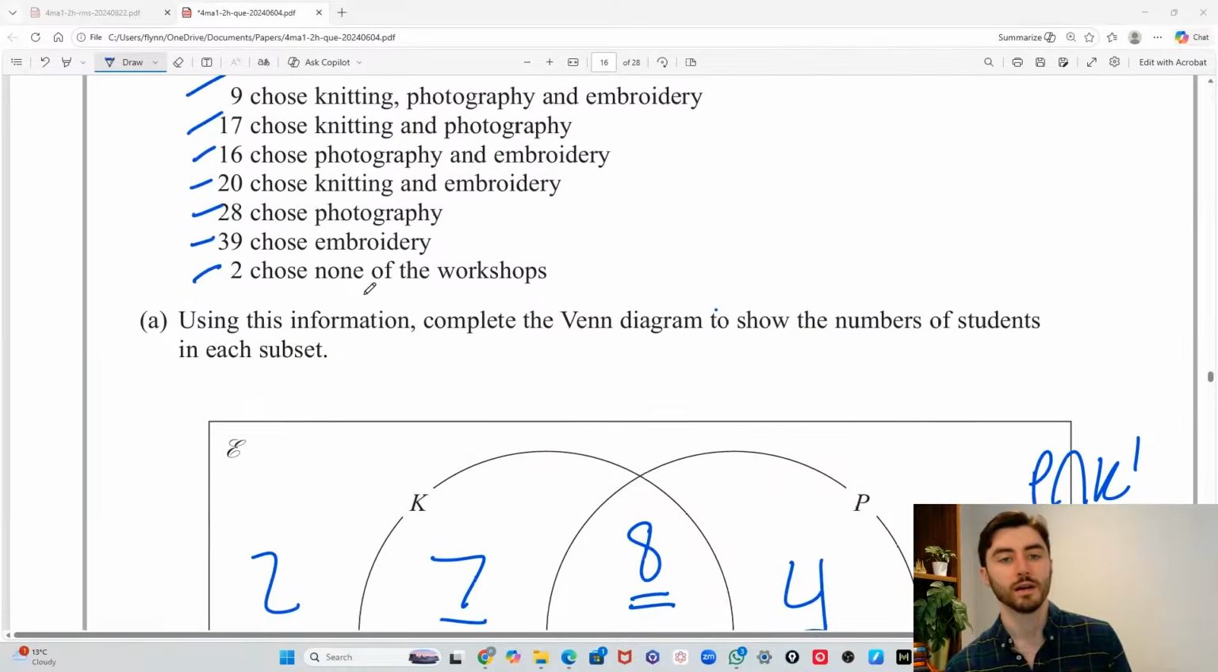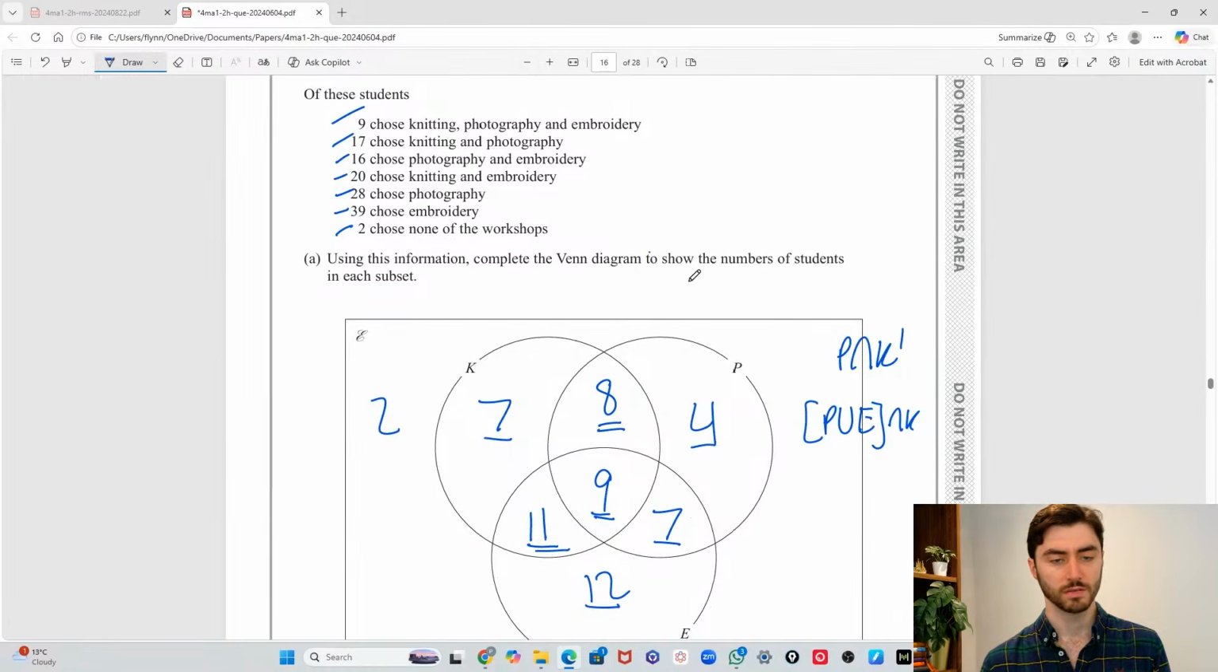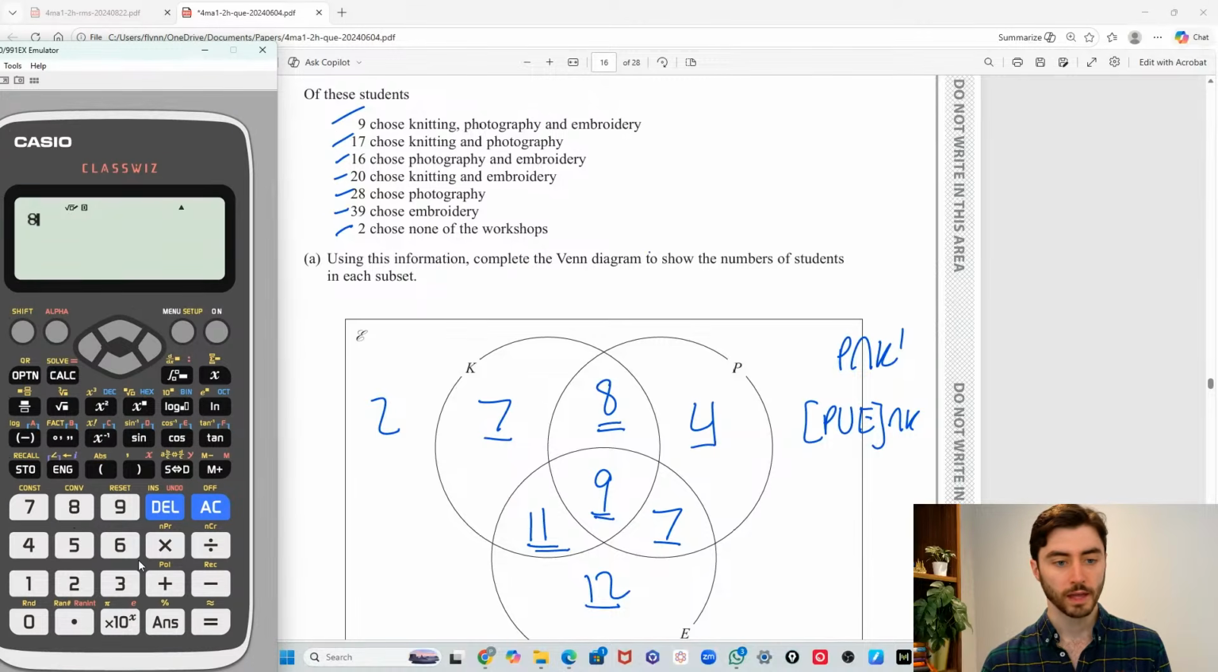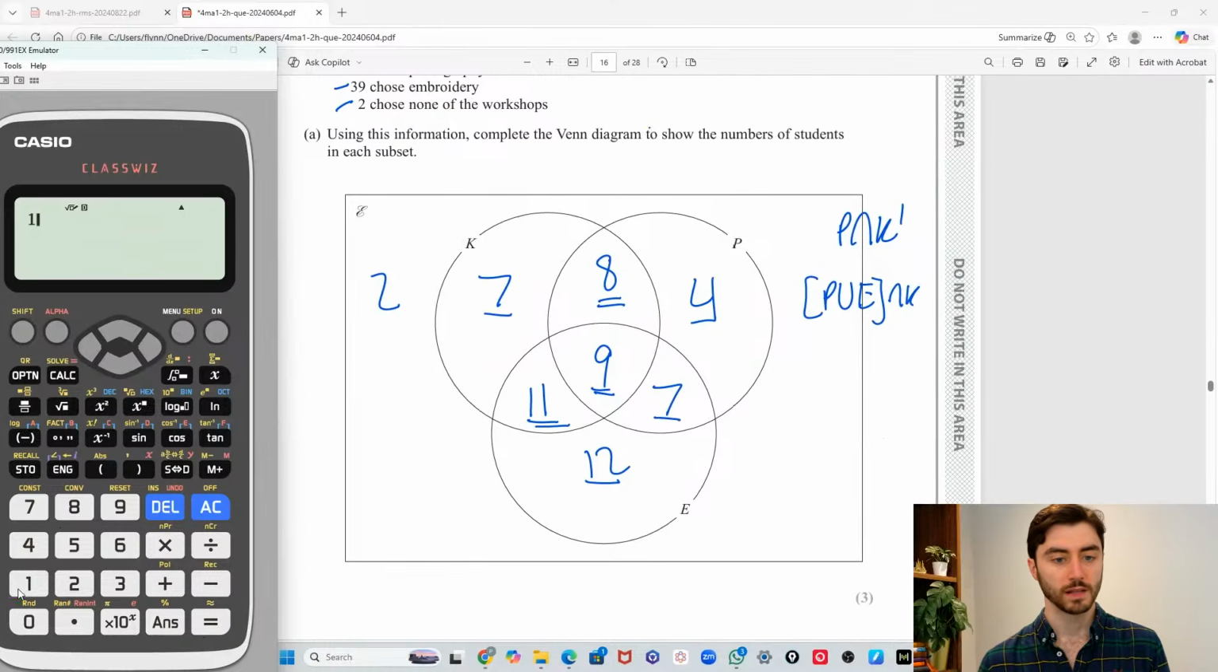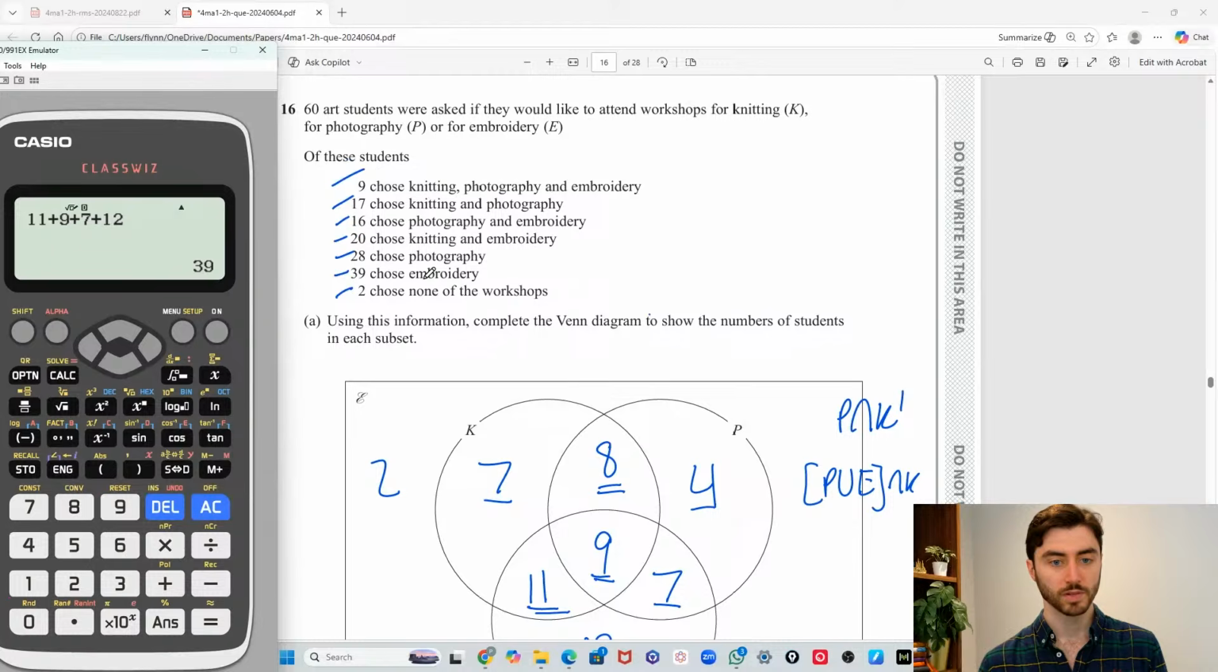Use the Venn diagram. This, I'm pretty sure, is just making sure you did it right. So 9 and 8 gives me the 17. 9 and 7 gives me the 16. 9 and 11 gives me the 20. Let me check that. 8 plus 9 plus 7 plus 4 gives me my 28, which it does. Embroidery is 11 plus 9 plus 7 plus 12, which is 39, which is correct.